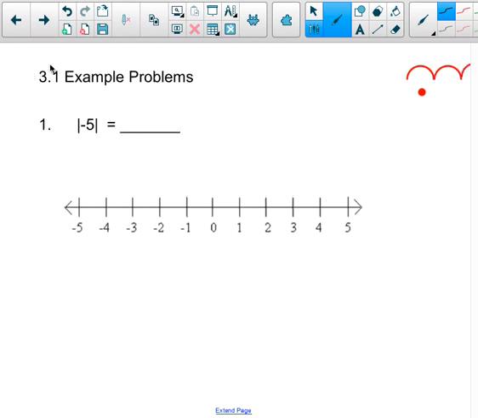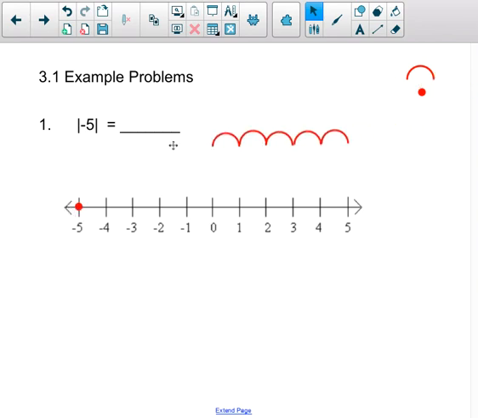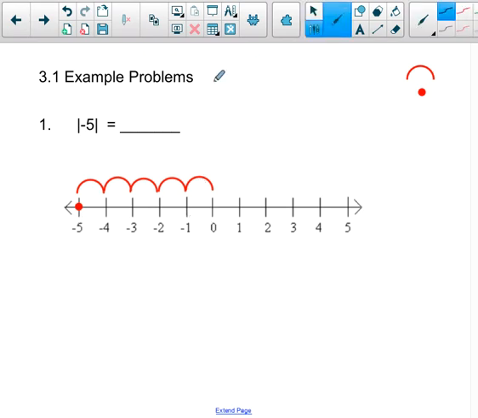We can look at another one of these. This is one of your 3.1 example problems from your notes. We can look at the absolute value of negative 5. So, we can plot negative 5 on the number line, and we can determine how far away negative 5 is from 0. And I've done a little bit of work here to make this faster for us. 1, 2, 3, 4, 5. Negative 5 is 5 spaces away from 0 on the number line, so the absolute value of negative 5 is positive 5.